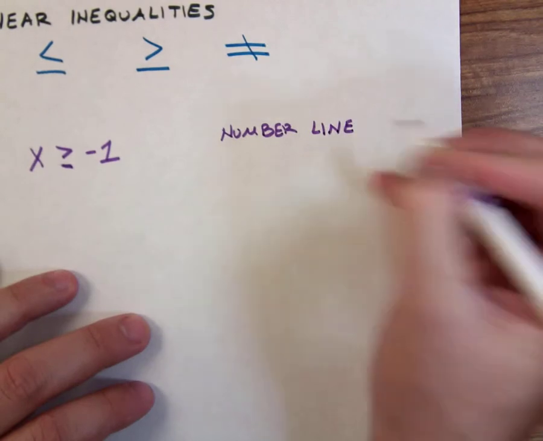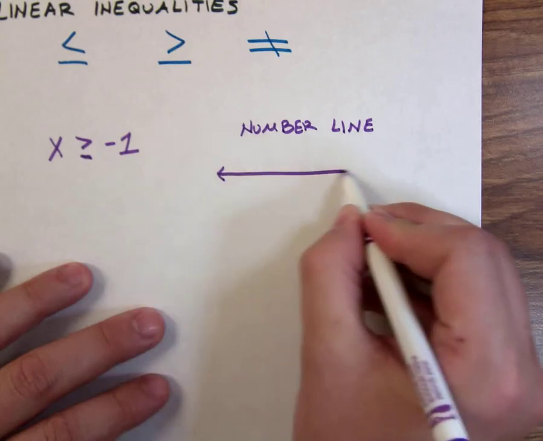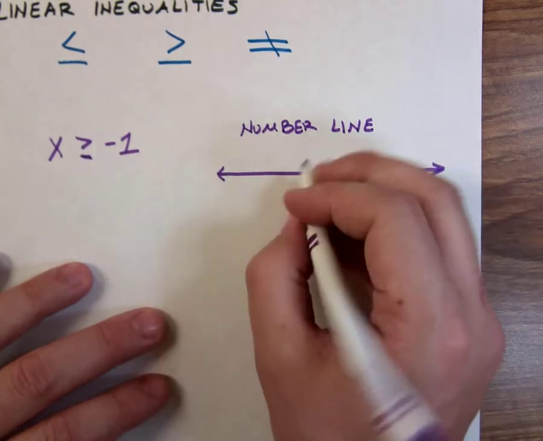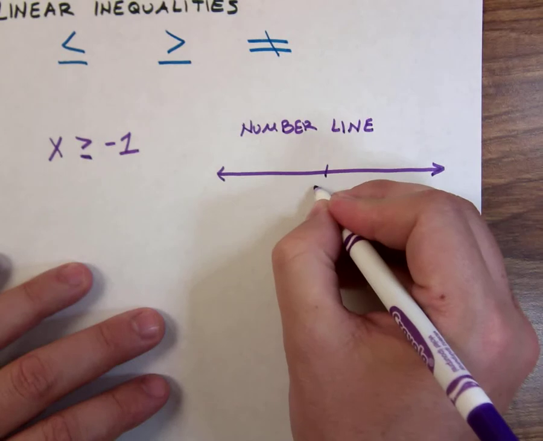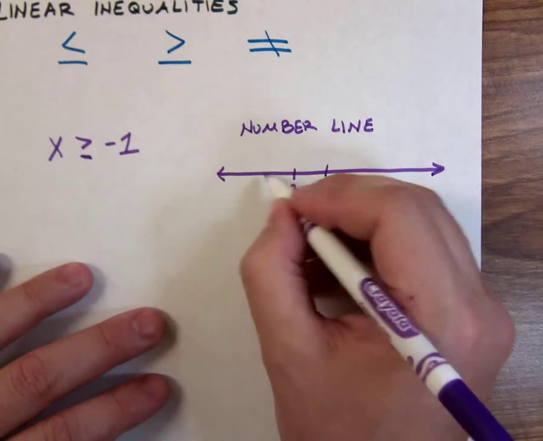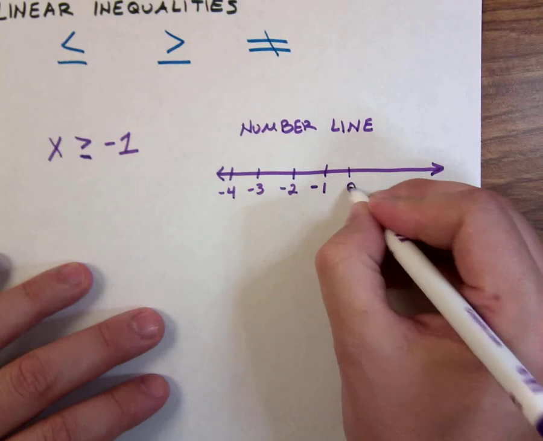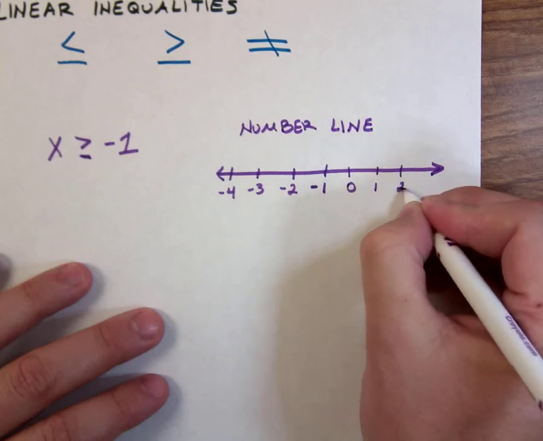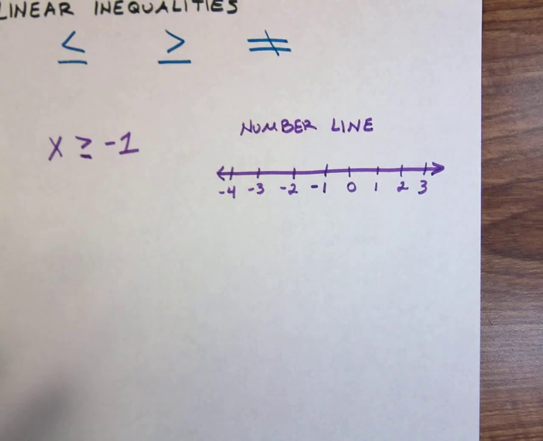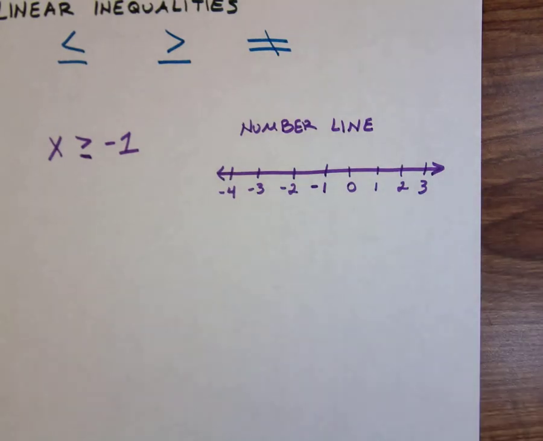A number line looks like this. It is a line with numbers on it. I'm going to put the -1 in the middle because that's the number in this problem. That means below -1 is -2, -3, -4, and above this is 0, 1, 2, 3. Now I want to mark on this number line in some way that I am talking about all of the numbers that are -1 and up.